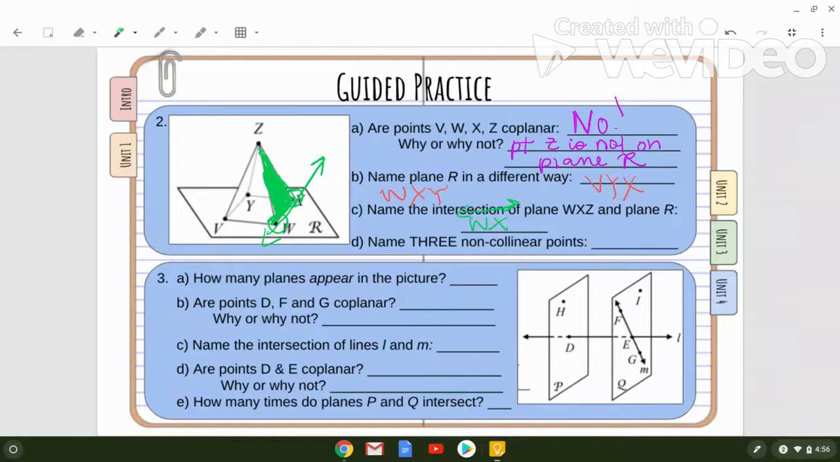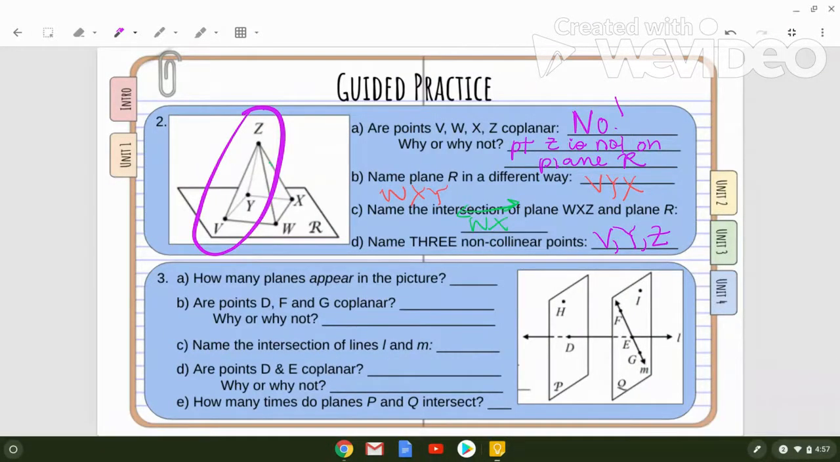So name 3 non-collinear points. Well, that's any 3 points. So what if I picked for my 3 non-collinear points any 3 points that don't form a line? So I'm going to pick those 3 points, V, Y, Z. Do they form a line? No. So those are what we call non-collinear, not on the same line.